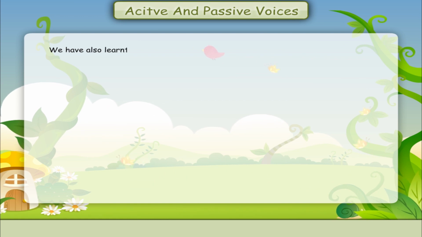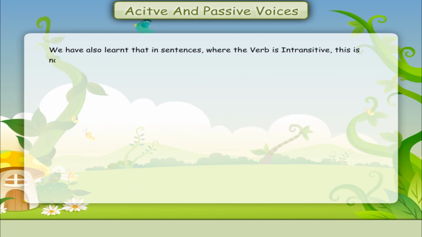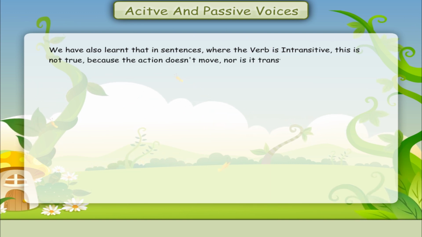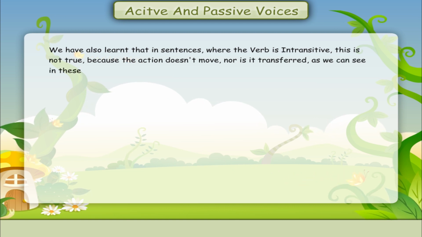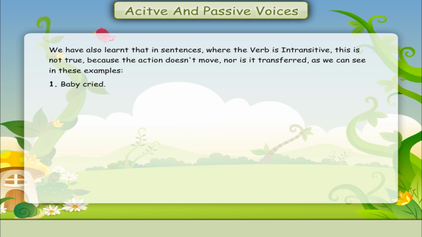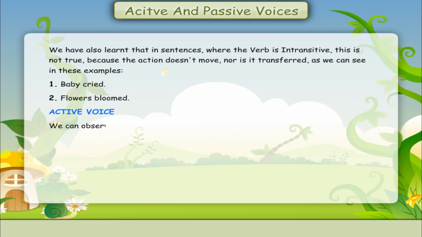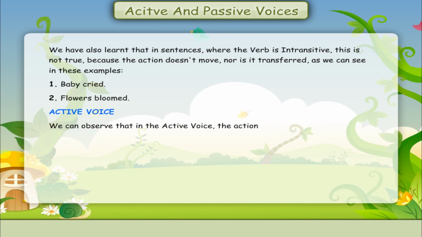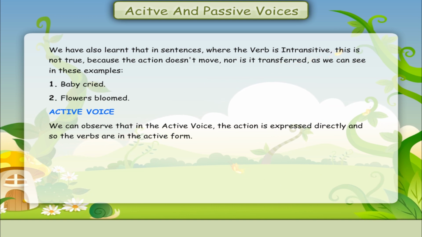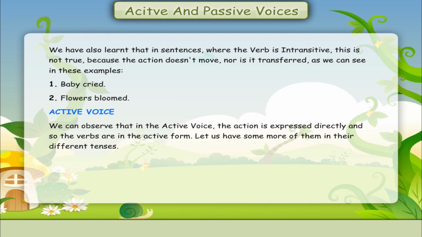We have also learnt that in sentences where the verb is intransitive, this is not true, because the action doesn't move nor is it transferred, as we can see in these examples. Baby cried. Flowers bloomed. Active voice. We can observe that in the active voice, the action is expressed directly, and so the verbs are in the active form. Let us have some more of them in their different tenses.